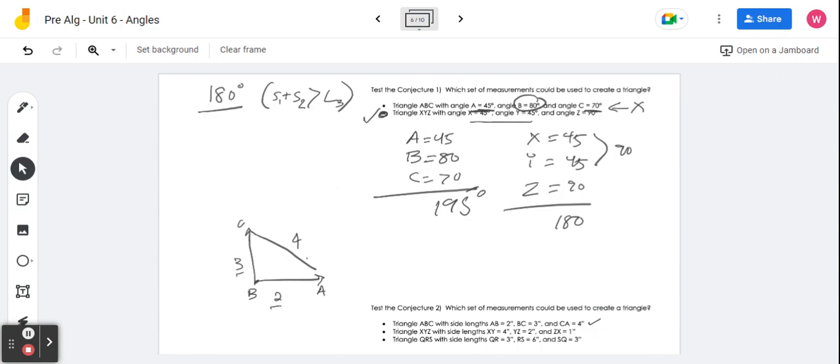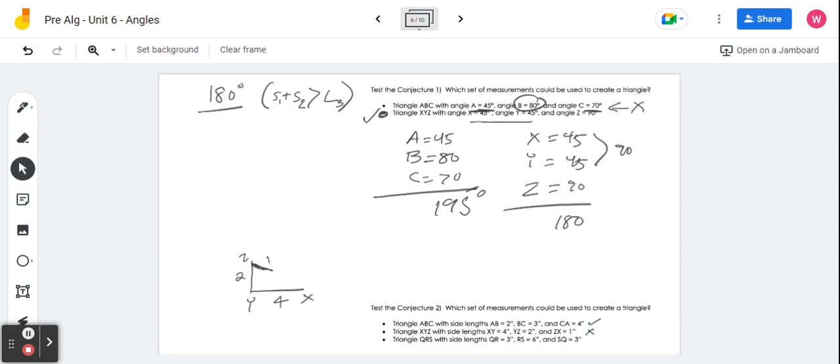What about XYZ? We'll go ahead and erase this. What do we know about triangle XYZ? It says that XY is equal to 4 inches. YZ is equal to 2 inches. And then ZX is equal to 1 inch. Well, right there, I know that if this is 2 inches, this is 4 inches, and this is just 1 inch, yowzers, that is not possible. We're not going to be able to create a long enough side for this triangle for it to connect, so that's going to be a no.